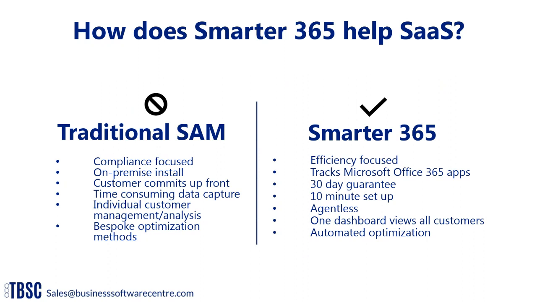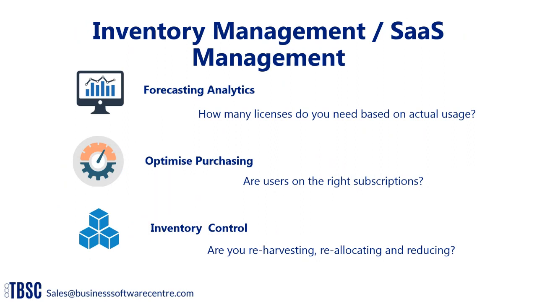And then with Smarter 365, it's very efficiency focused. It tracks the Microsoft Office 365 apps. It's a 30-day guarantee. It's a 10-minute setup. And what's really nice is it's agentless, so you can do it all through a web URL. And you have the one dashboard to view all of the licensing, and it's all automated. That means we give you automatic ways to save on your licensing and optimize your licensing.